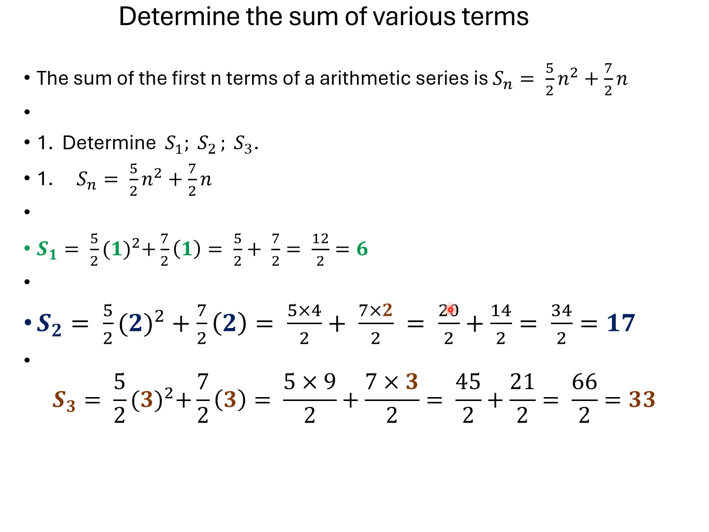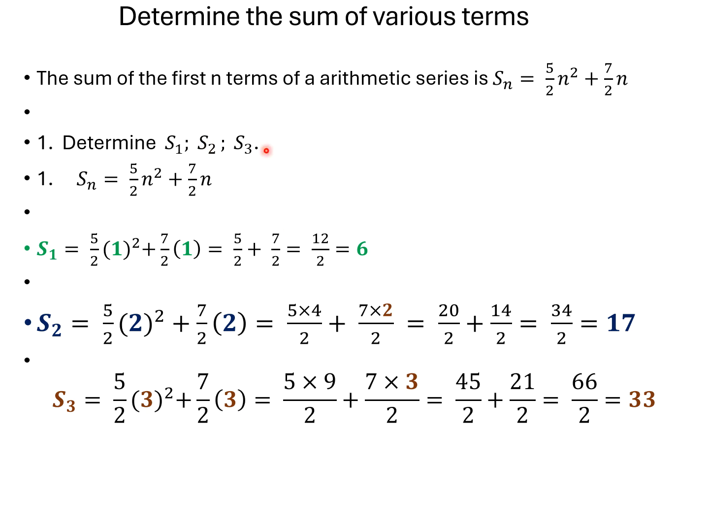Now from there I could have just said 20 divided by 2 is 10 plus 7. But some of you need to improve your fractions. So there, the denominators are the same, so we add the numerators. 20 plus 14 gives me 34, and then 34 divided by 2 gives me 17.